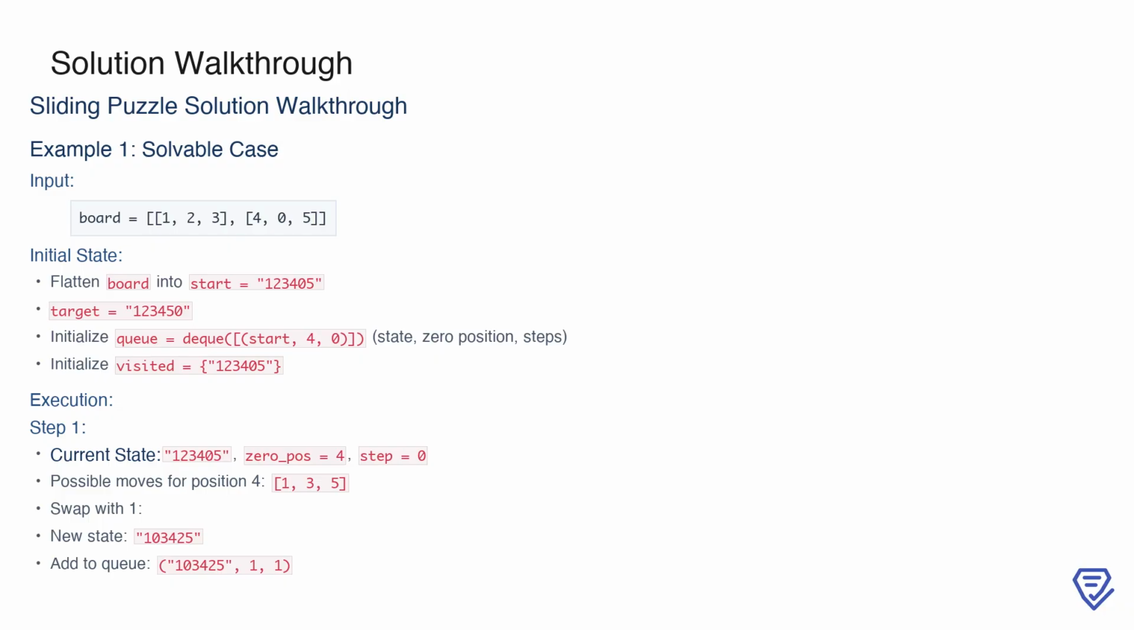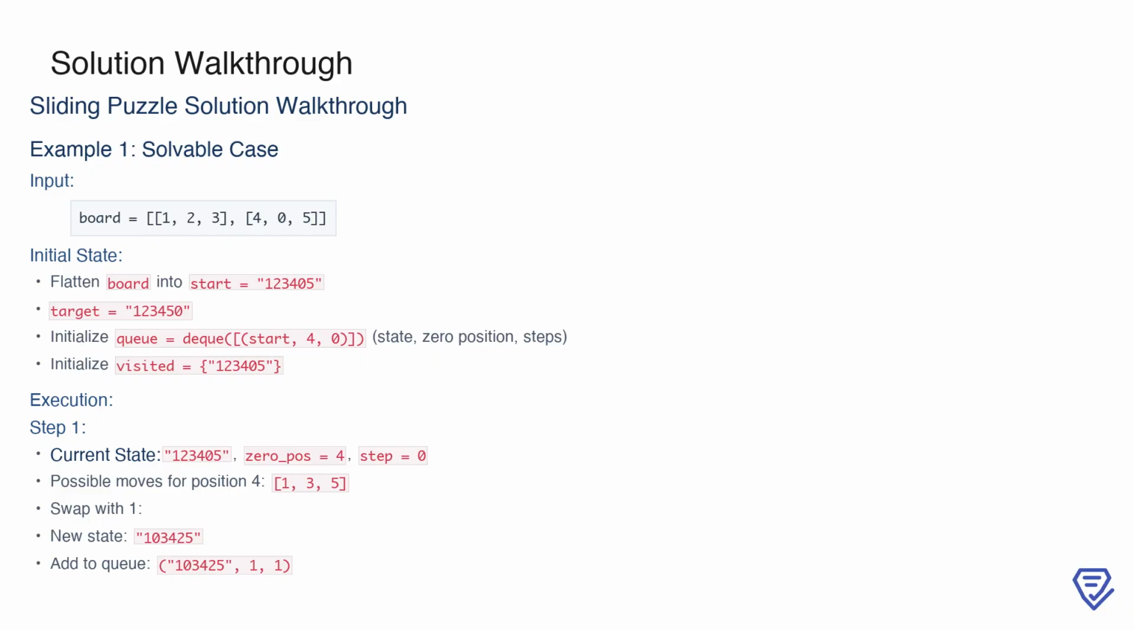We initialize a queue with the tuple (start, 4, 0), where 4 represents the position of the 0, or empty tile, and 0 is the step count. We also maintain a visited set to track states we've already processed, starting with 123405. Now, we start our BFS. In the first step, our current state is 123405, the 0 is at position 4, and we have taken 0 steps so far.